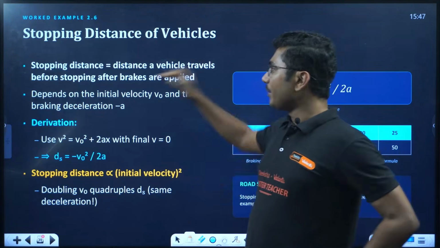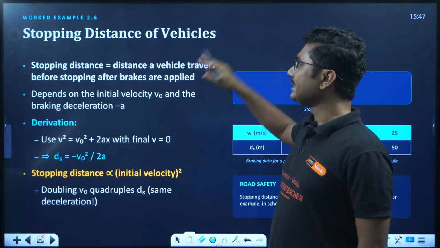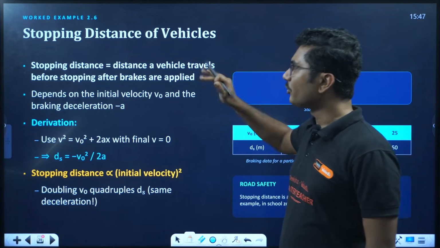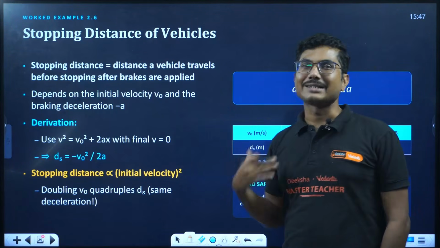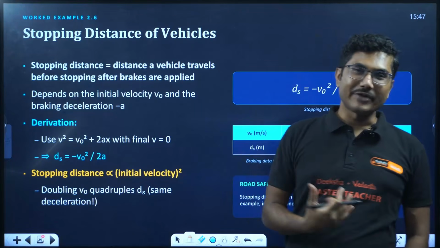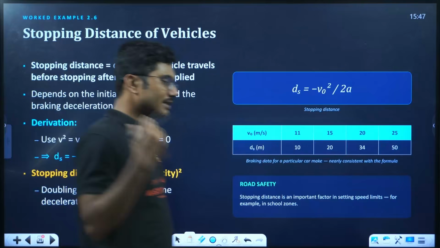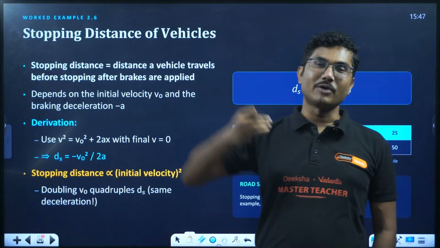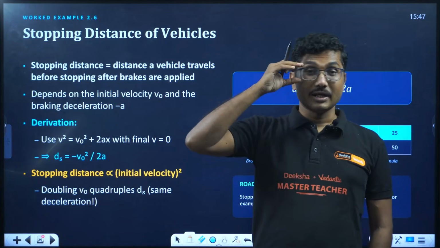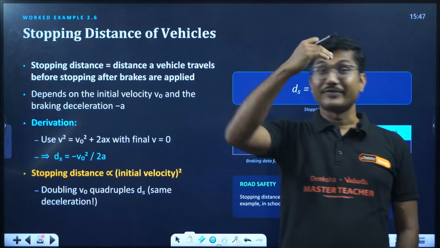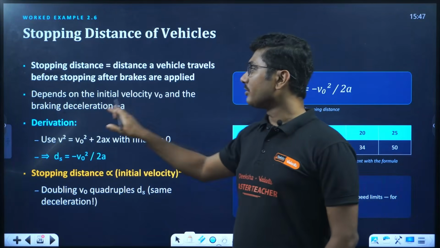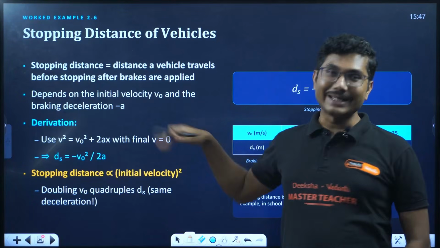Stopping distance is basically the distance a vehicle travels before stopping after brakes are applied. It can be very small. For a good quality, very expensive car, the distance is very small. It can come down from 120 to 0 in say 100 meters, which is very, very good. It depends on the initial velocity and the braking deceleration.